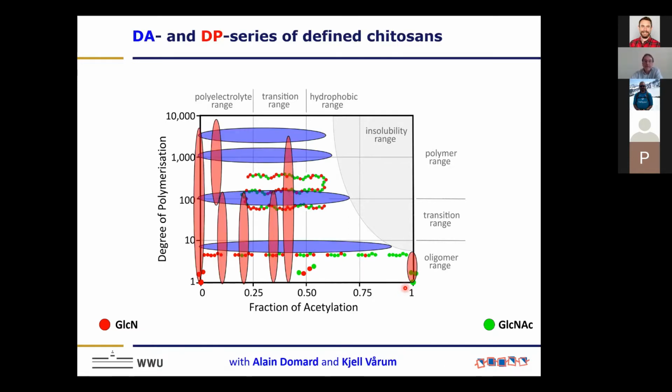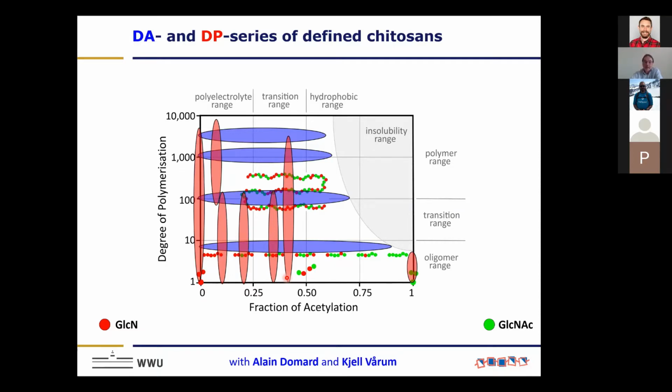So together with the chemists, we generated a series of chitosans which are derived from a single chitosan, for instance, from this one, which is completely deacetylated and has a degree of polymerization of around 100. And then this chitosan is chemically N-acetylated to yield a series of chitosans which differ only in the fraction of acetylation. Or we take this chitosan, which is a high molecular weight chitosan with a fraction of acetylation of around 40%, and this is partially depolymerized to yield a series of chitosans which differ only in the degree of polymerization, but have constant fraction of acetylation.